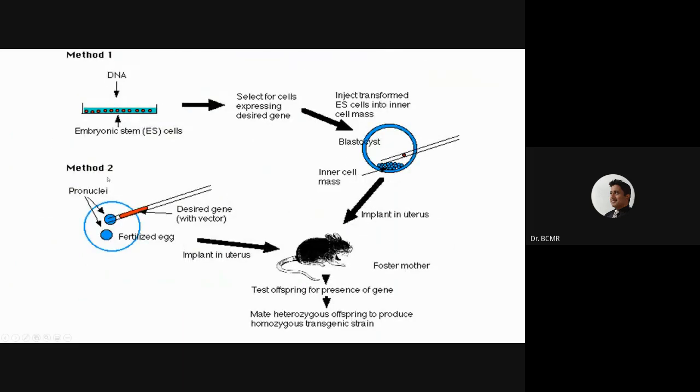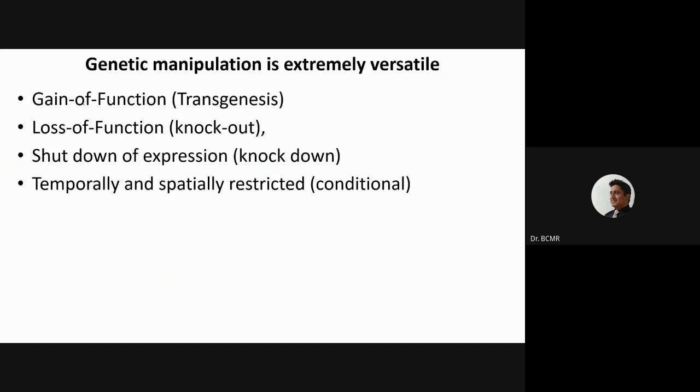We learned about the two methods then, the direct method and the engineered stem cell method. So I hope we also discussed gain of function. That is, you put in a gene from outside. You can also call it knock-in or transgenesis. Loss of function, you call it knockout. You delete the gene, and that is knocking out. The other one, if you shut down the expression of a particular gene, then you call it knockdown.